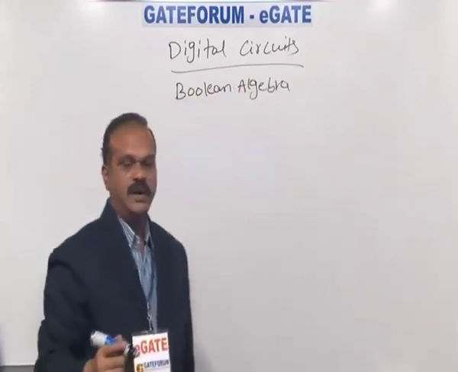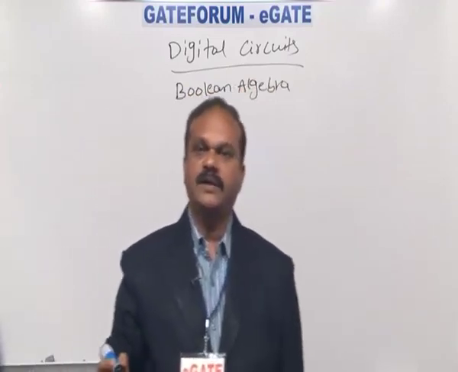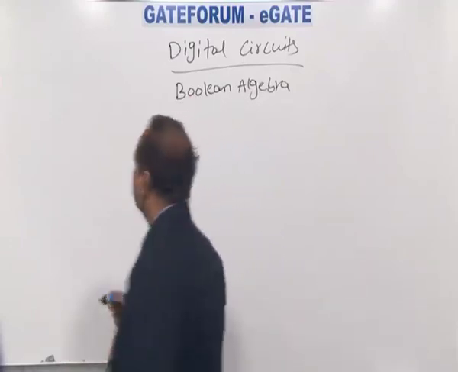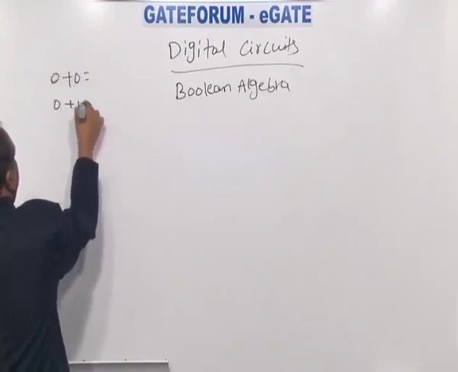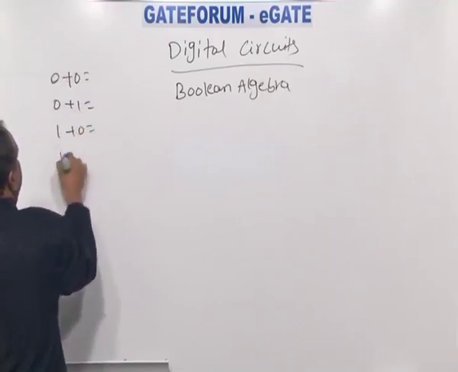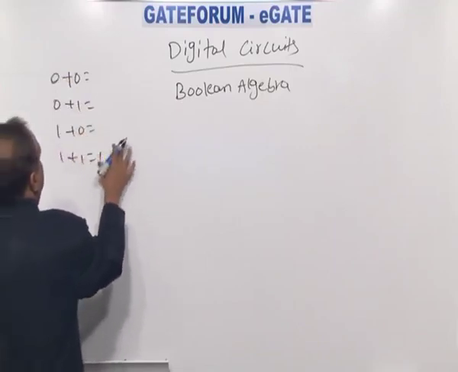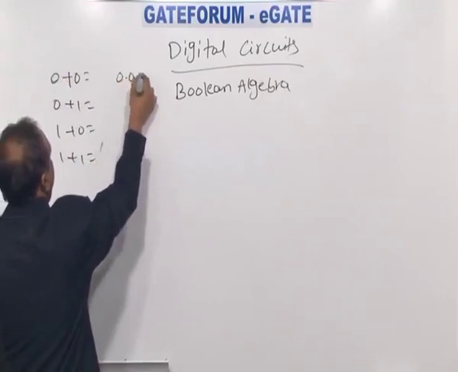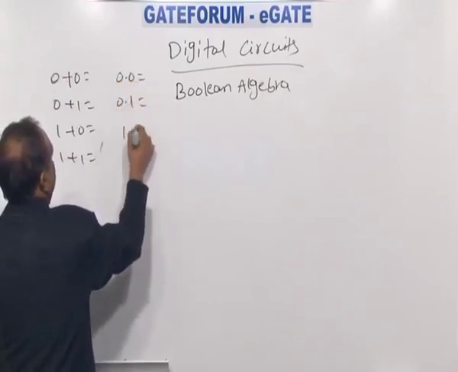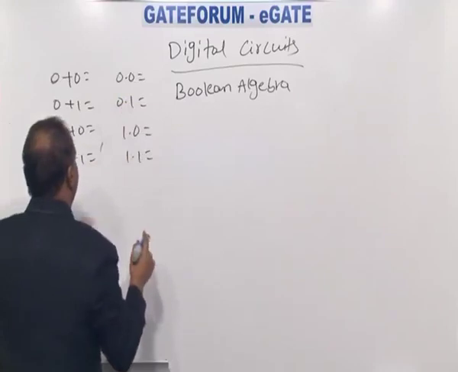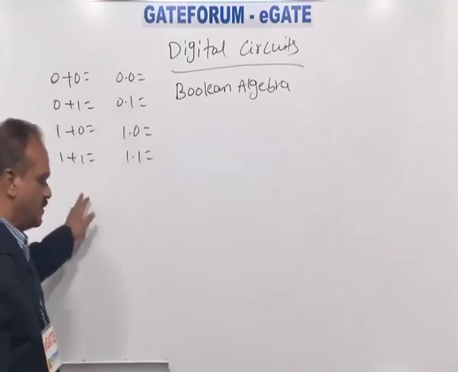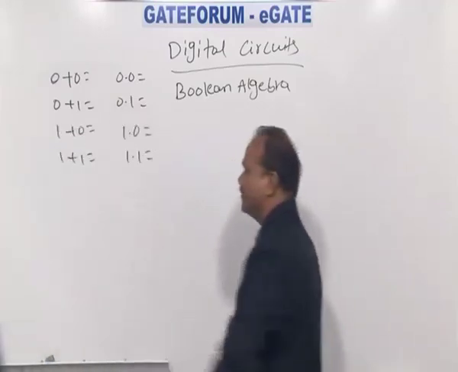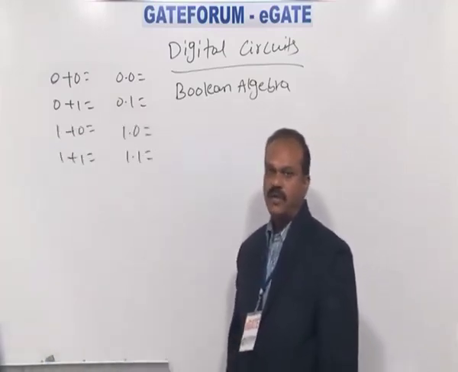In Boolean algebra, all the Boolean relations will depend on the following 8 rules. They are 0 plus 0, 0 plus 1, 1 plus 0, 1 plus 1. Next, 0 into 0, 0 into 1, 1 into 0, 1 into 1. All the Boolean relations will depend only on these rules. If you know these rules, you can find out any Boolean relationship.